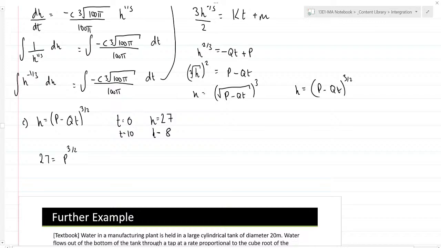So 27 squared, all cube rooted. Cube root of 27 is 3. 3 squared is 9, is it? P is equal to 9? Yeah. So P is equal to 9.